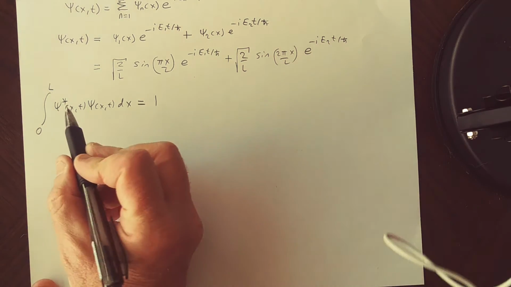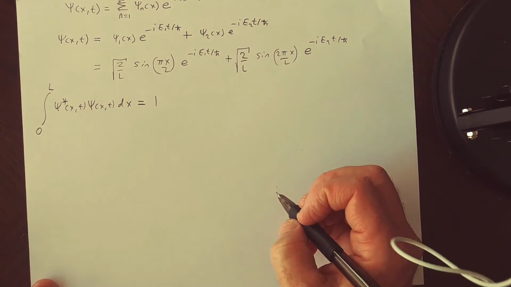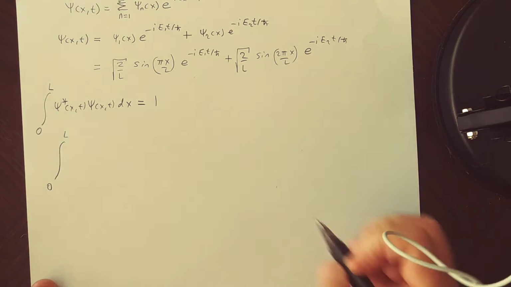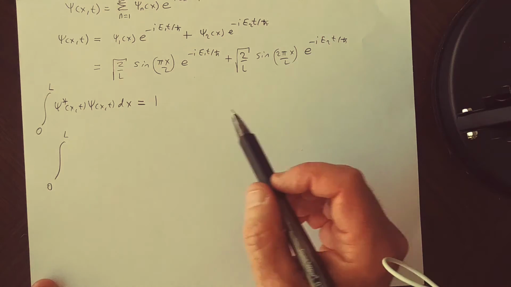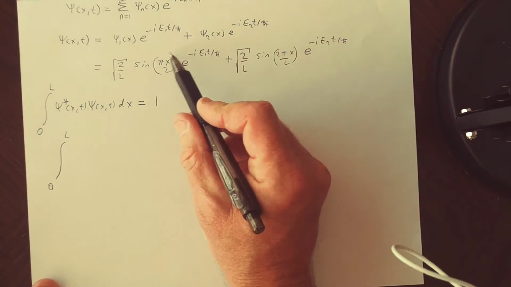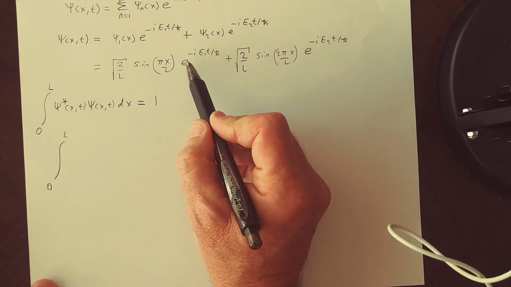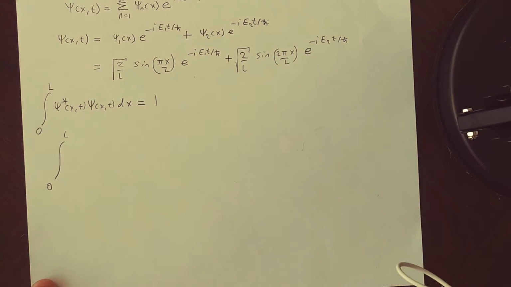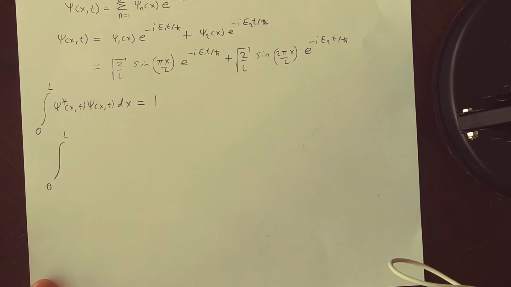So let's find psi star, multiply it by psi, and integrate that. This becomes an integral from 0 to L of, remember what psi star is, we want the complex conjugate, so this becomes e to the i E1 t over h bar, and this becomes e to the i E2 t over h bar. And we have to multiply that by psi, which is this function here.